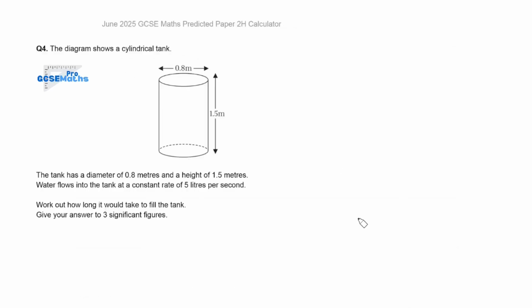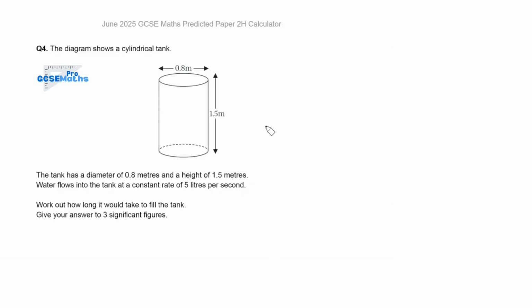Question 4. The diagram shows a cylindrical tank. The tank has a diameter of 0.8 meters and a height of 1.5 meters. Water flows into the tank at a constant rate of 5 liters per second. Work out how long it would take to fill the tank and give your answer to 3 significant figures.